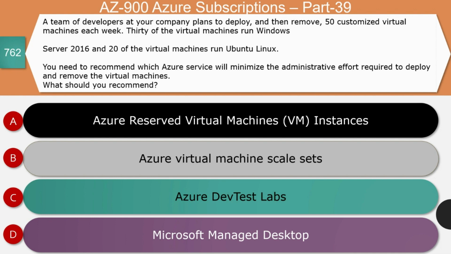Out of these options, option D, Microsoft Managed Desktop, is not the answer. For the remaining three, option B, Azure Virtual Machine Scale Set, is used for scaling of the VMs in case of high demand. And Azure Reserved Virtual Machine Instance is specific for blocking a VM instance for a specified task for a year or so.